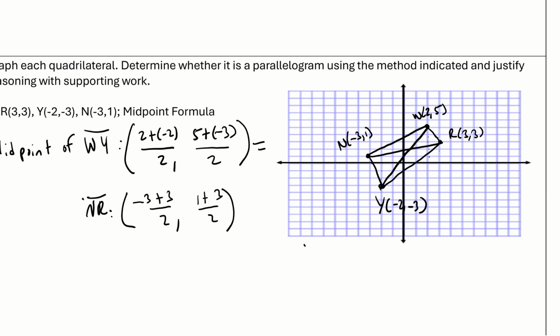Okay, so we got 2 plus negative 2 divided by 2 is 0. 5 plus negative 3 divided by 2 is 1. Negative 3 plus 3 divided by 2 is 0. 1 plus 3 divided by 2 is 2. So they're a little bit off. They're 0, 1 versus 0, 2. So they're not the same. Therefore, it is not a parallelogram.